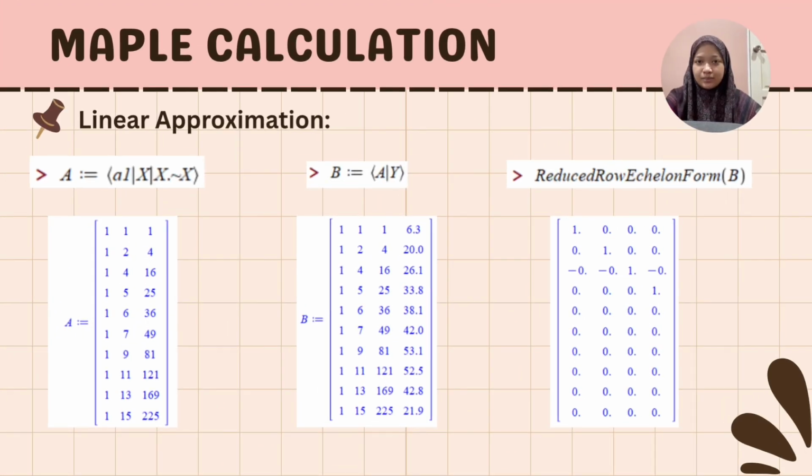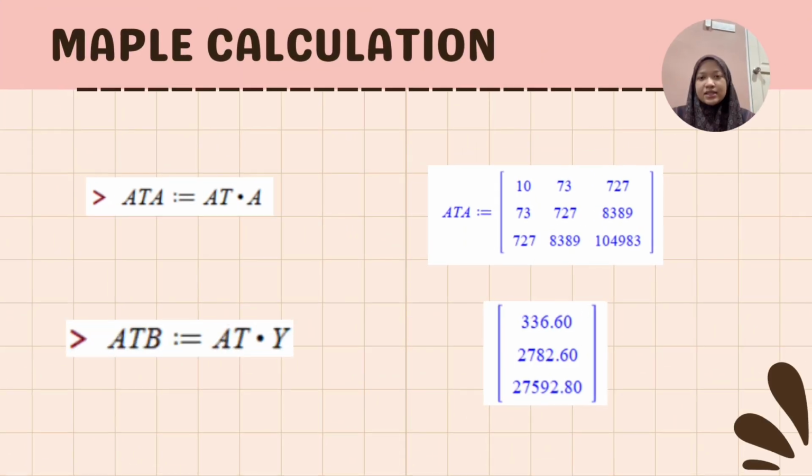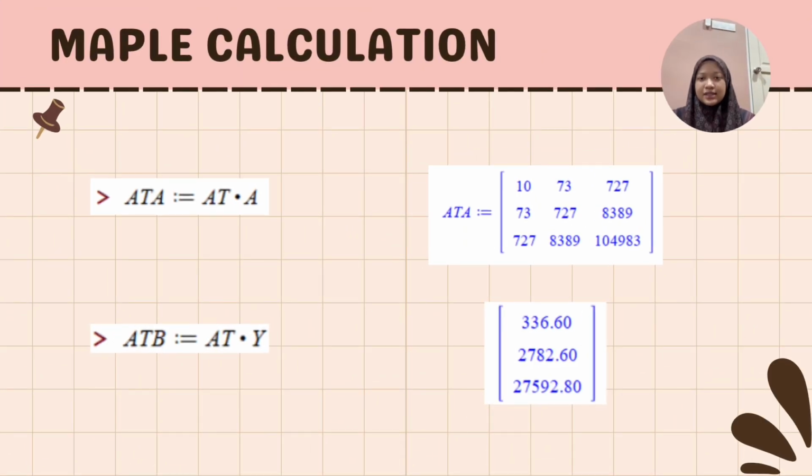Next is the Maple output. After we insert the data into Maple, we need to transfer the system to the matrix form AX equals B, and we can see the output below. After that, we need to check the consistency of the matrix by using row echelon form. Since the augmented matrix is inconsistent, we need to proceed to find the least square quadratic fit by using the normal system, in which A transpose AX equals A transpose B. And this is the output of A transpose A and A transpose B.